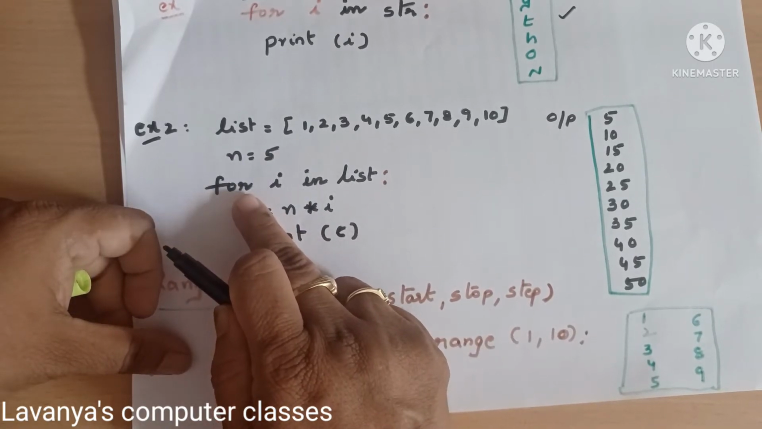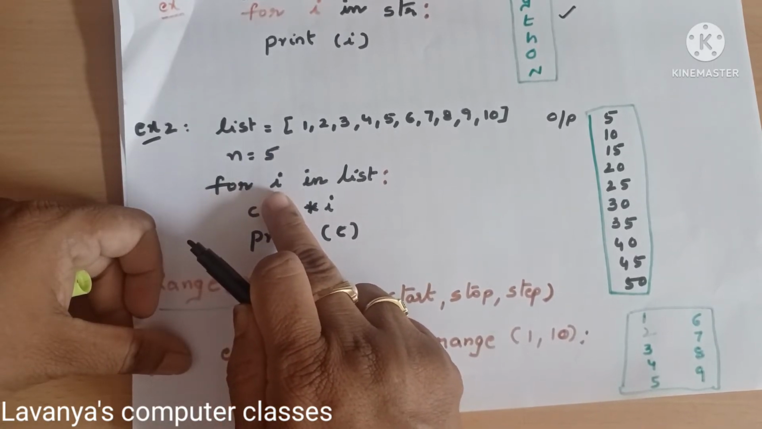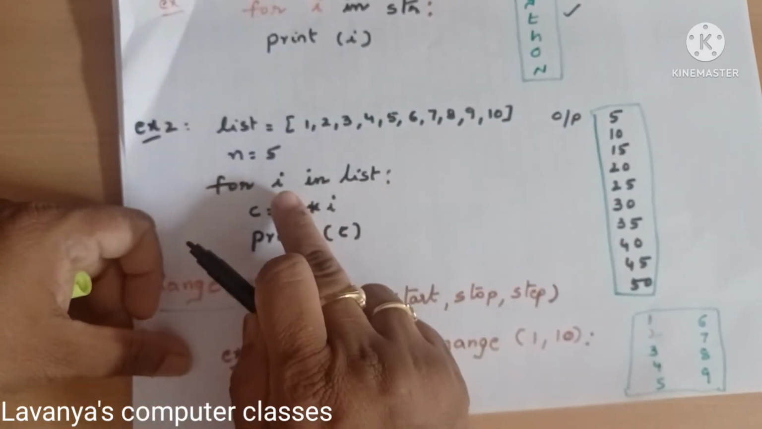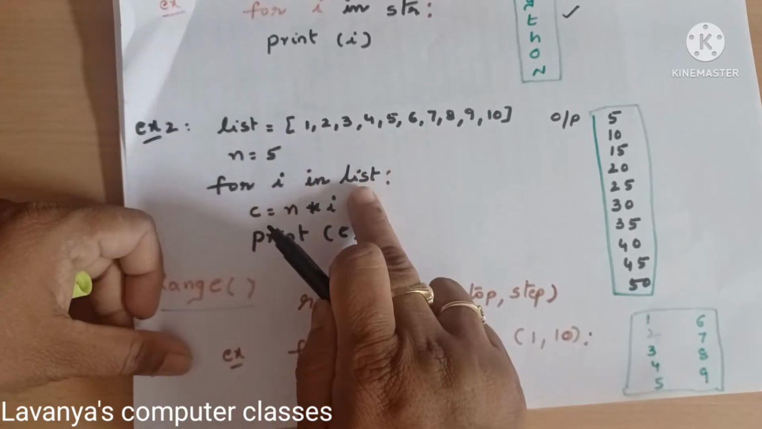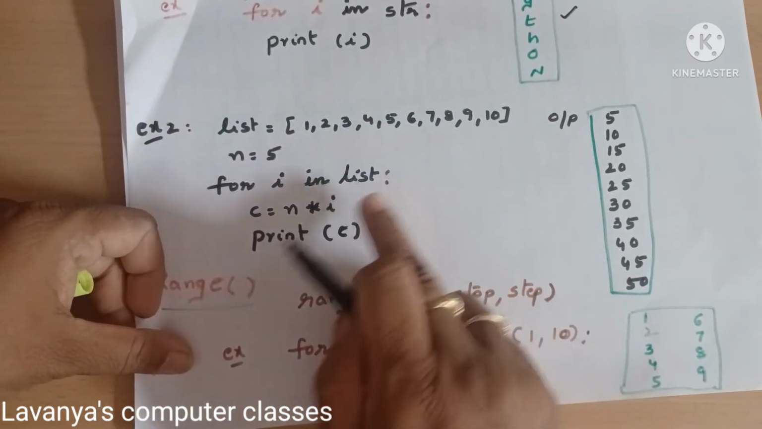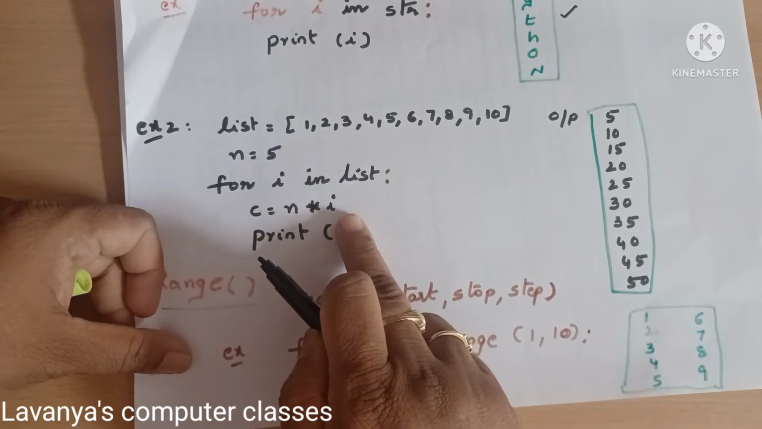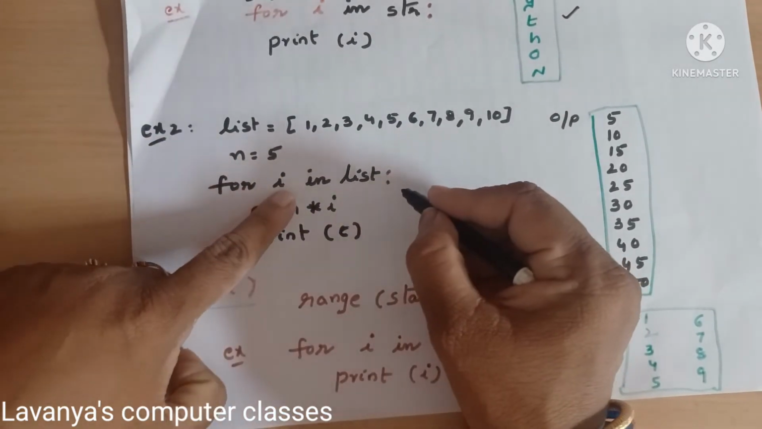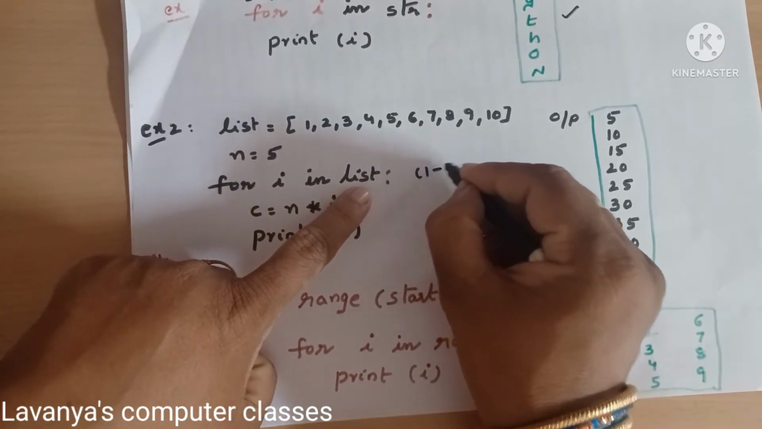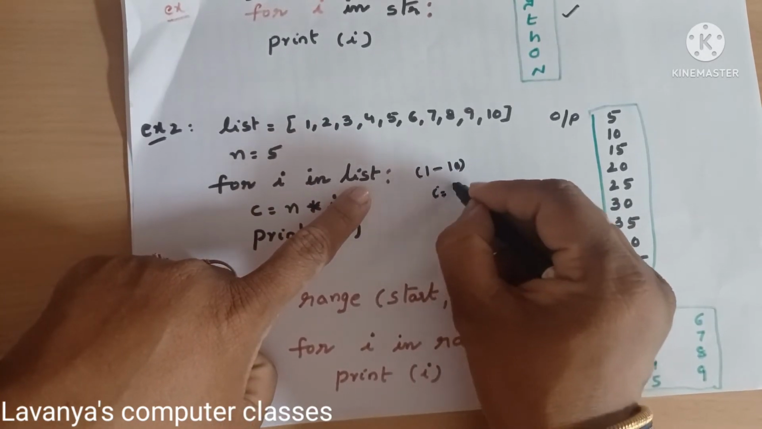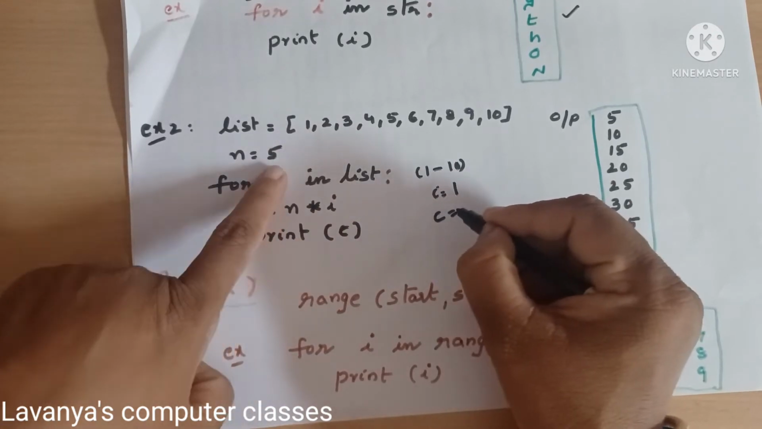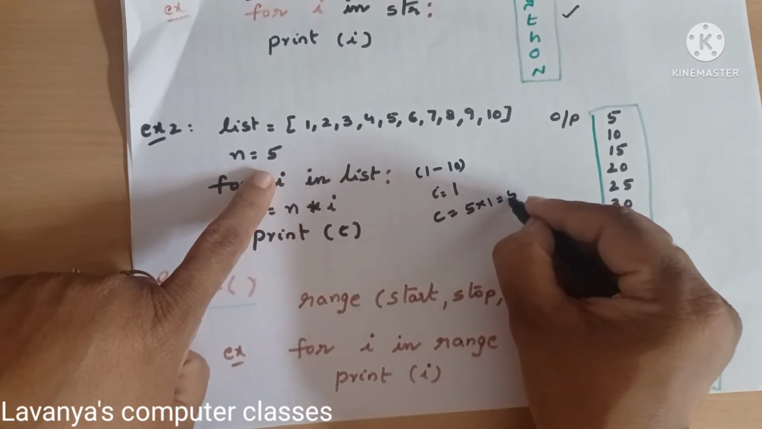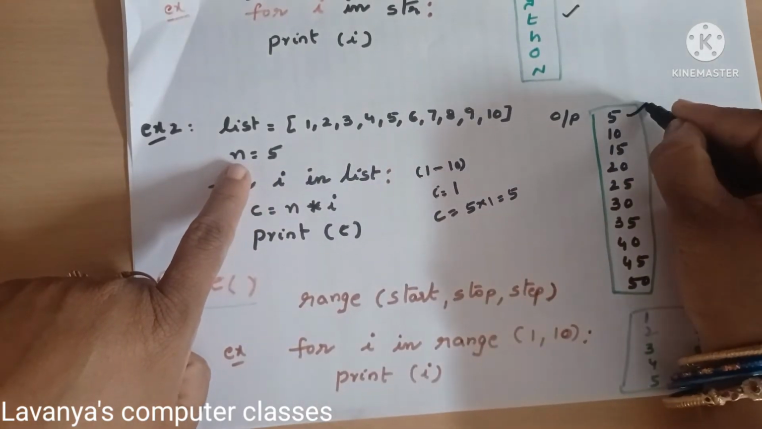Now I want to write the loop. For i in list. The list has elements 1 to 10. The i value takes one element at a time from the list. Colon. c equal to n into i. What is the n value? The n value is 5. Print c. See here, for i in list, the list values are from 1 to 10. So i takes the starting value 1. What is the c value? c is n into i. n means 5, 5 into 1. What is the value of 5 into 1? 5. So 5 is printed.